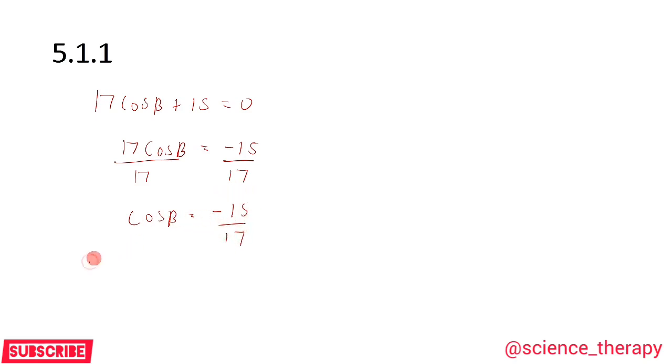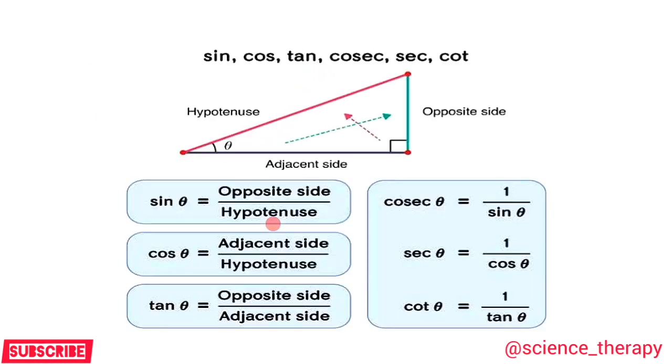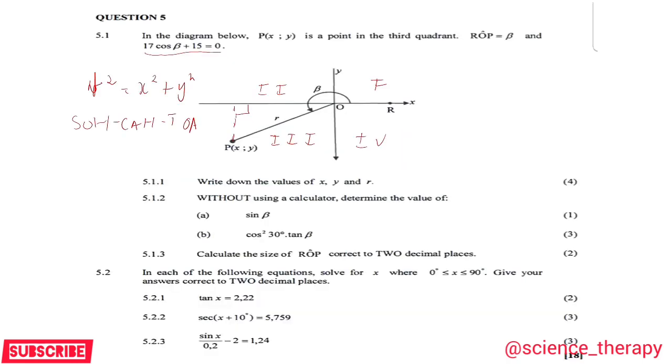Now knowing that cos beta is adjacent over hypotenuse, remember, adjacent over hypotenuse can also be written as x over r. So we know the adjacent side will be the x and the hypotenuse side is the r, right? So now coming back here, let's see, for x here, what do we have? We have negative 15, and then for r here, we have 17.